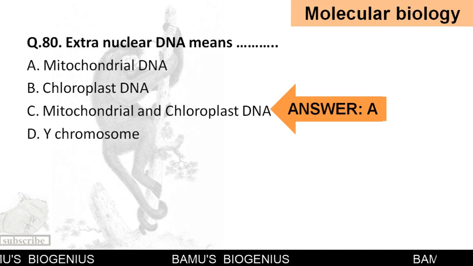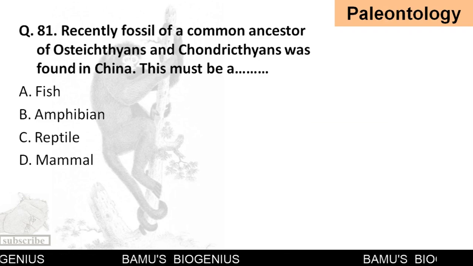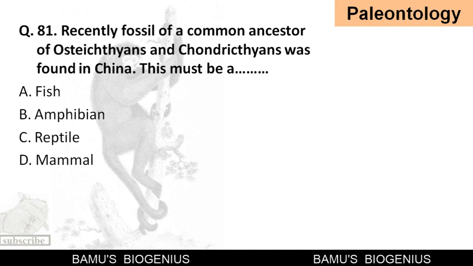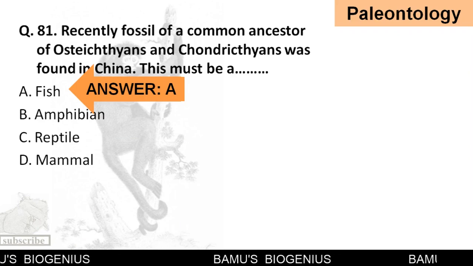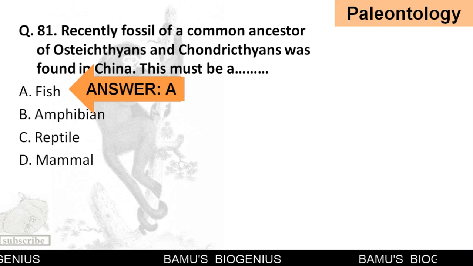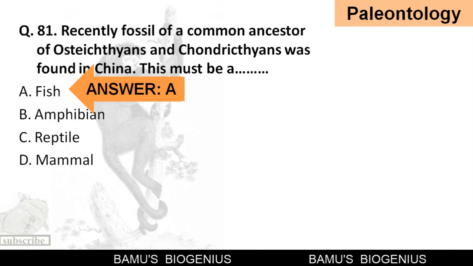Now the next question is question number 81. A recent fossil of a common ancestor of Osteichthyans and Chondrichthyans was found in China. This must be A. Fish, B. Amphibian, C. Reptile, and D. Mammal. So the answer is fish, because Osteichthyes and Chondrichthyes are classes of superclass Pisces, and Pisces means fish.